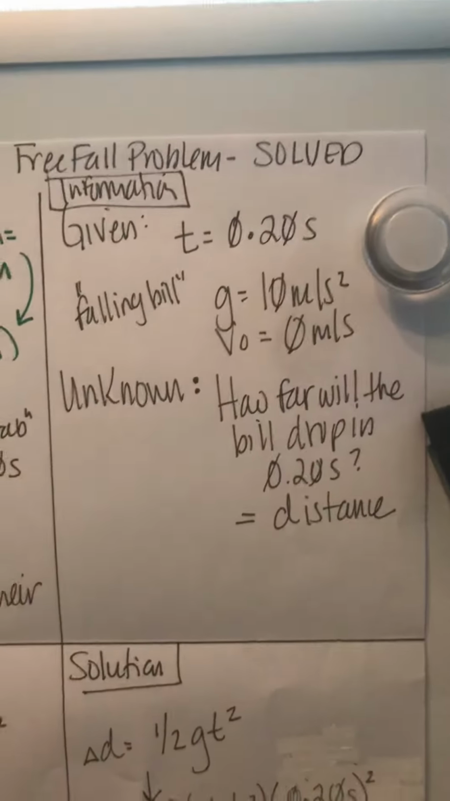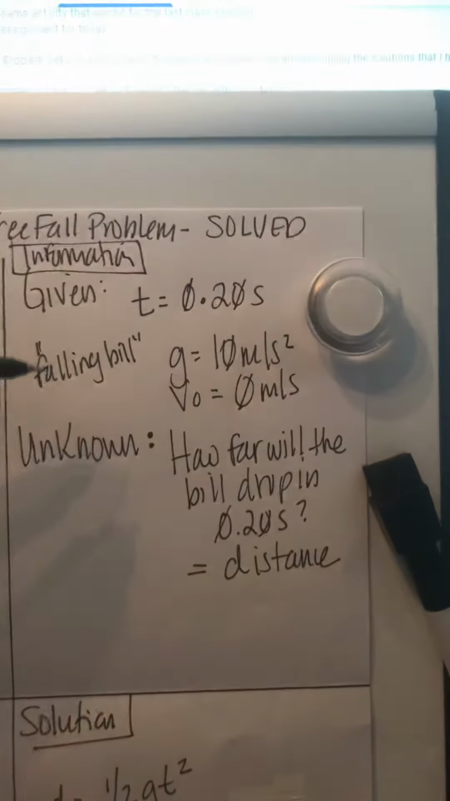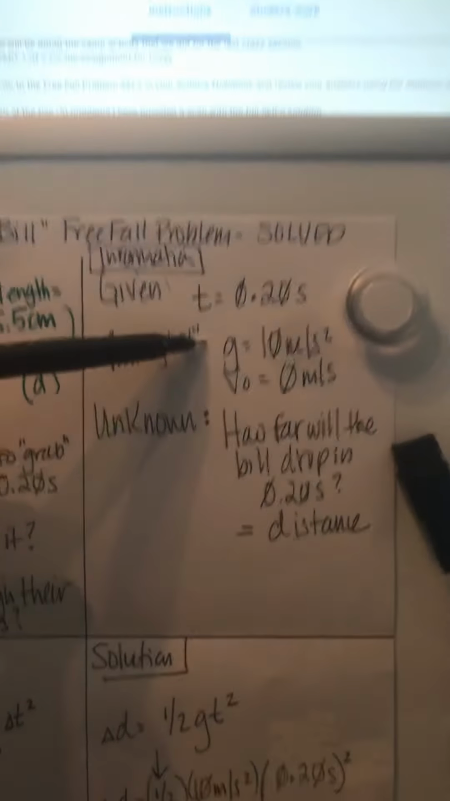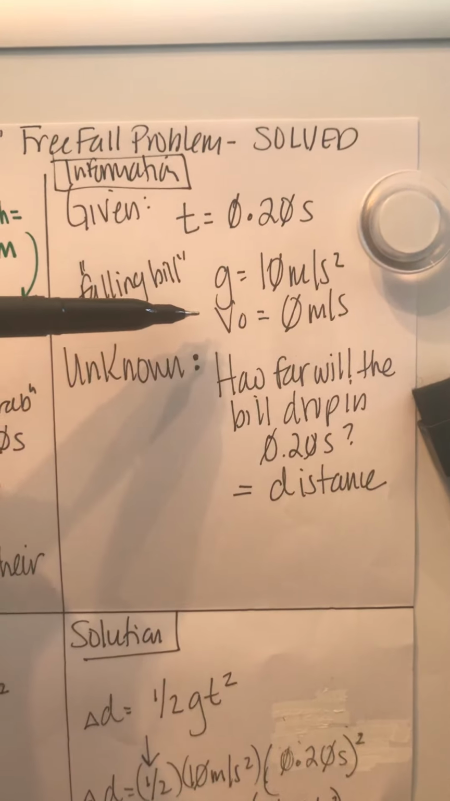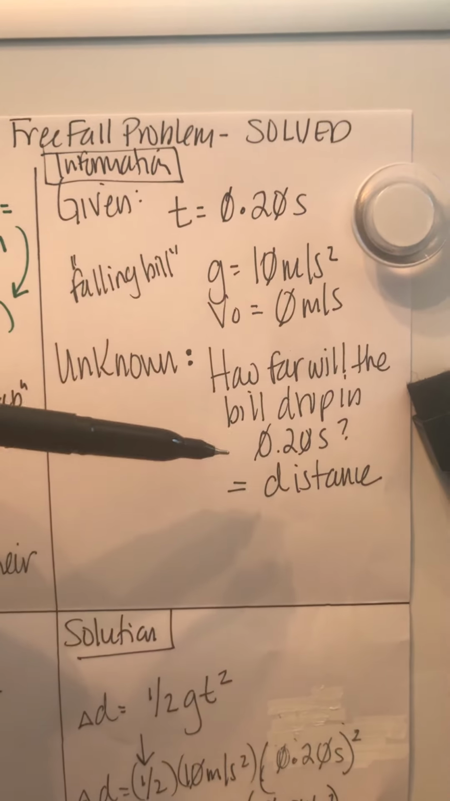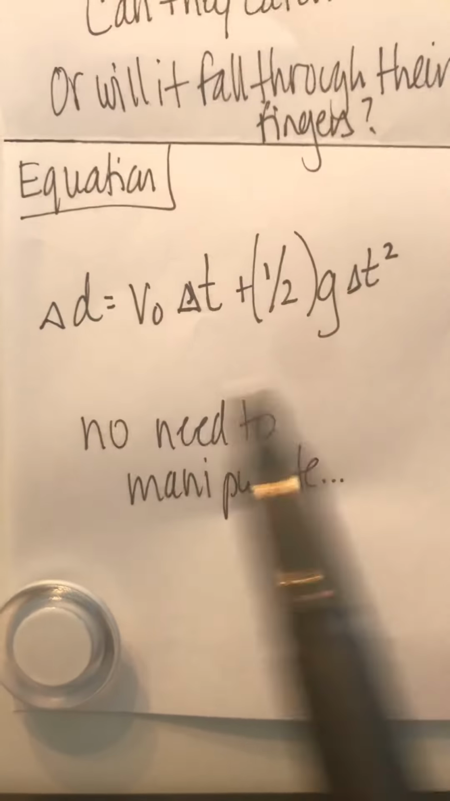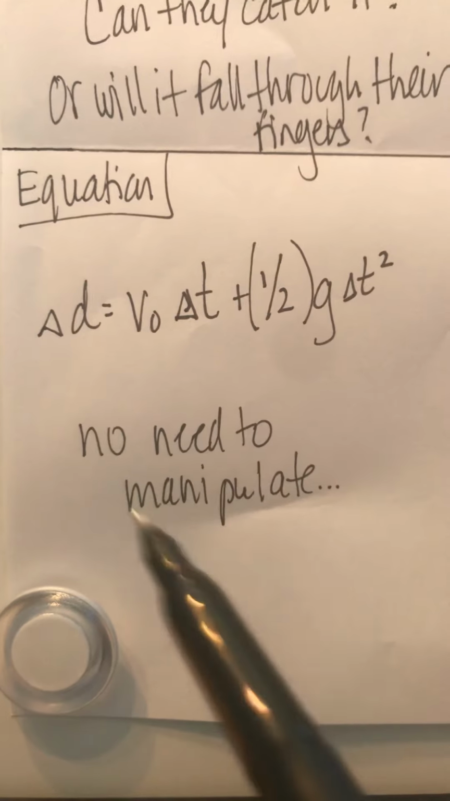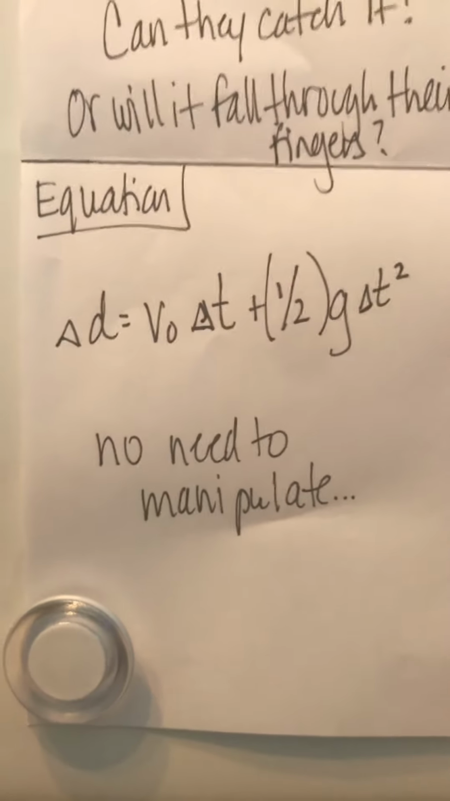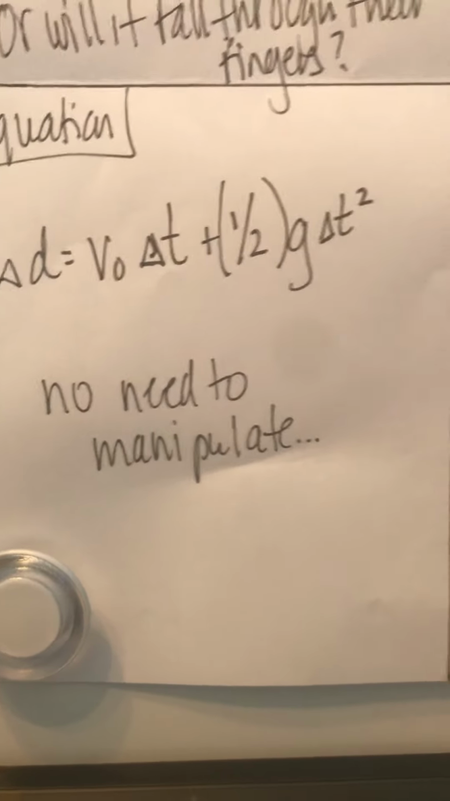So let's go over here to our givens. We know the time that it takes to drop. We know a falling bill is going to drop under the influence of gravity, which is 10 meters per second squared, and its initial velocity is 0. How far will it drop in 0.2 seconds? What's the distance? Okay, so we're going to use the distance equation, and we're going to plug everything right into this. There's no need to manipulate. Yay, we don't have to isolate any variables. This is already ready for us.